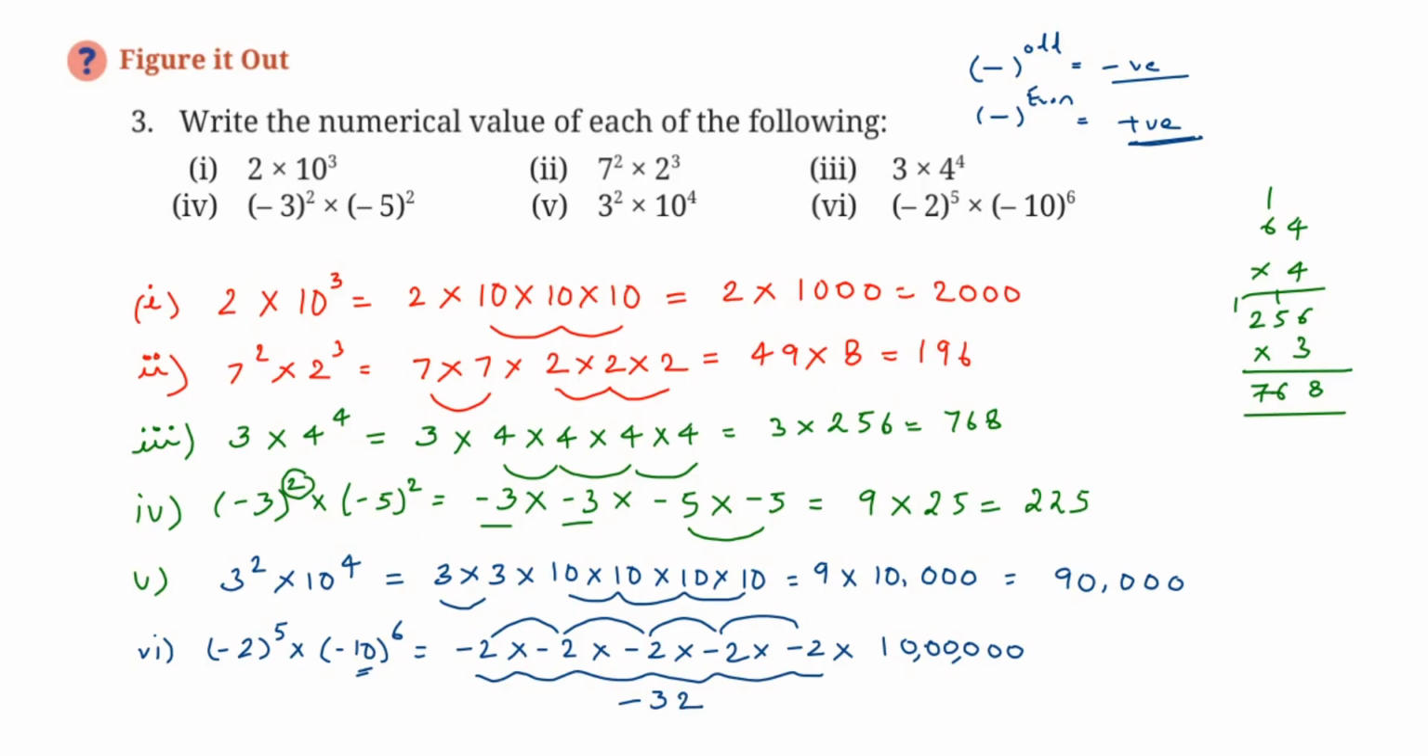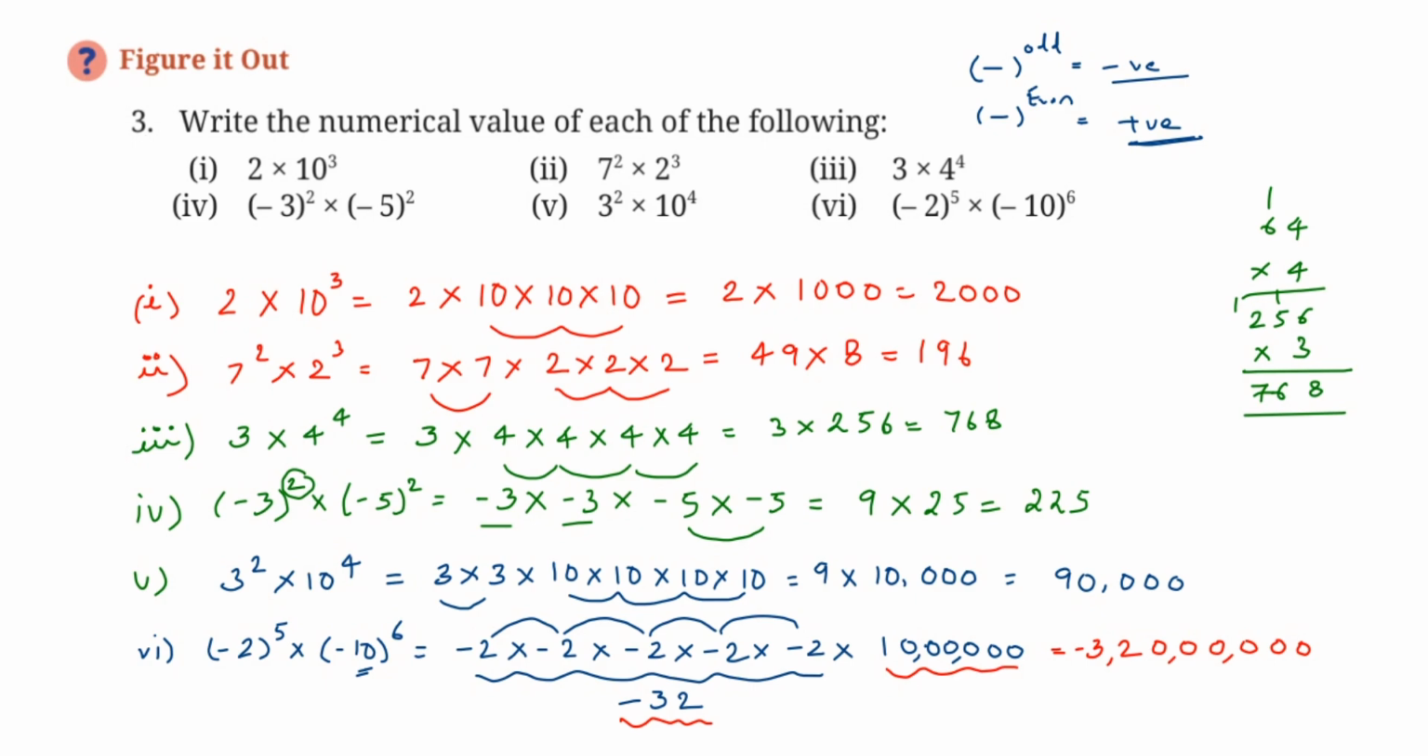Now multiply minus 32 and this 10 lakhs. So you get a very big number. Let me first write the number and then I'll put the commas. So we get 32 followed by the 6 zeros. 1, 2, 3, 4, 5, 6. Now let's put commas from the right side. We have to put the first comma after 3 digits from the right side, and after that, after every 2 digits you have to put a comma. So this is 3 crore 20 lakhs.